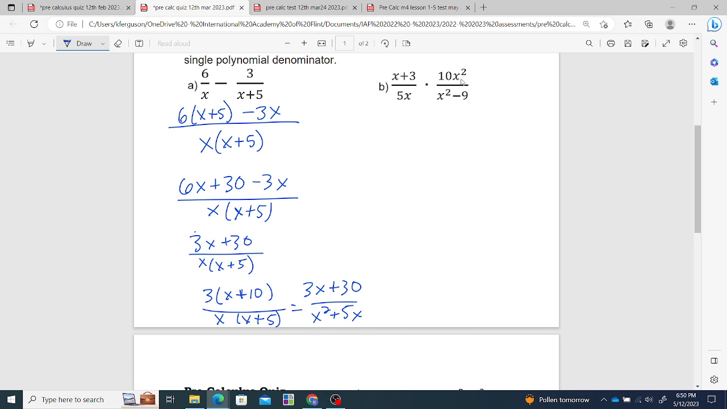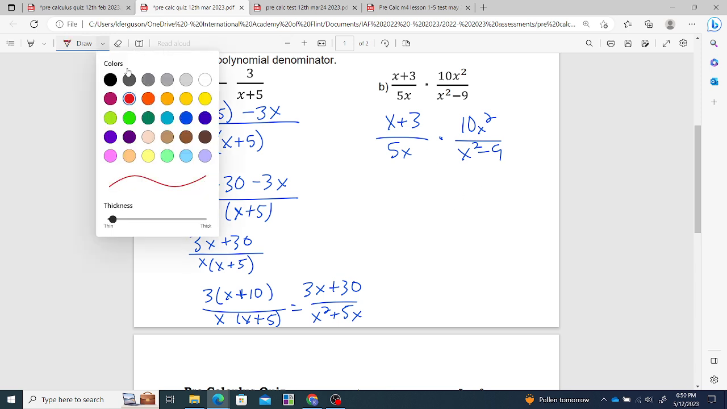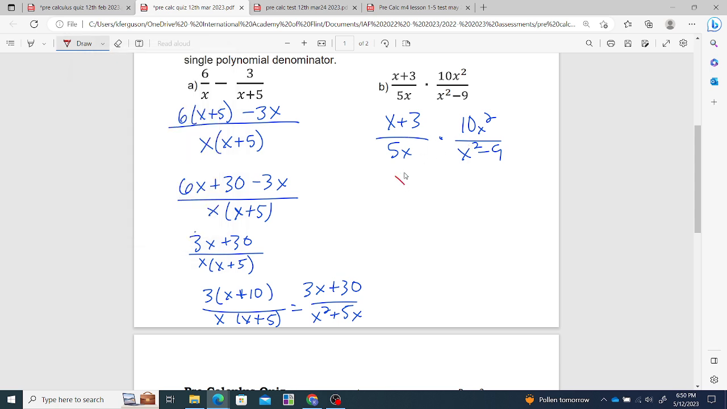So now I've got two fractions that I need to multiply. So that's x plus 3 over 5x times 10x squared over x squared minus 9. Well, I can factor these and do some reducing or cross canceling. So I'm going to rewrite this. And now I'm going to rewrite 10x squared to where I'm going to say it's 2x times 5x, because that's what gives me 10x squared, right? And then I'm going to factor x squared minus 9, because what is that, Malcolm? It's the difference of squares, x plus 3 times x minus 3.